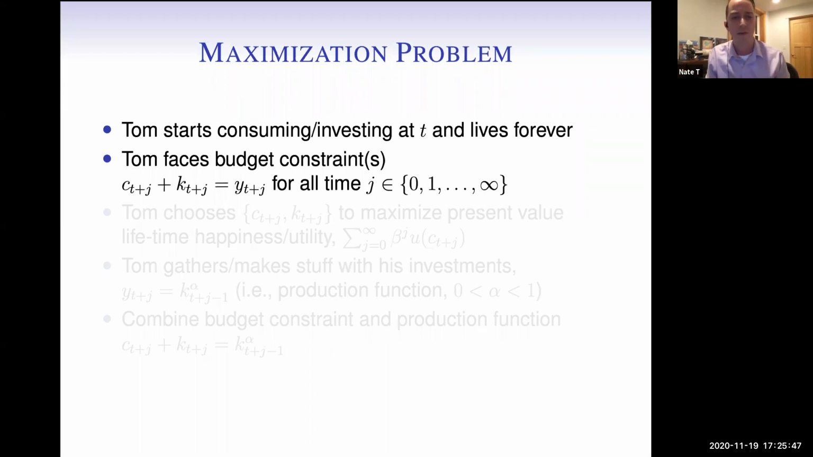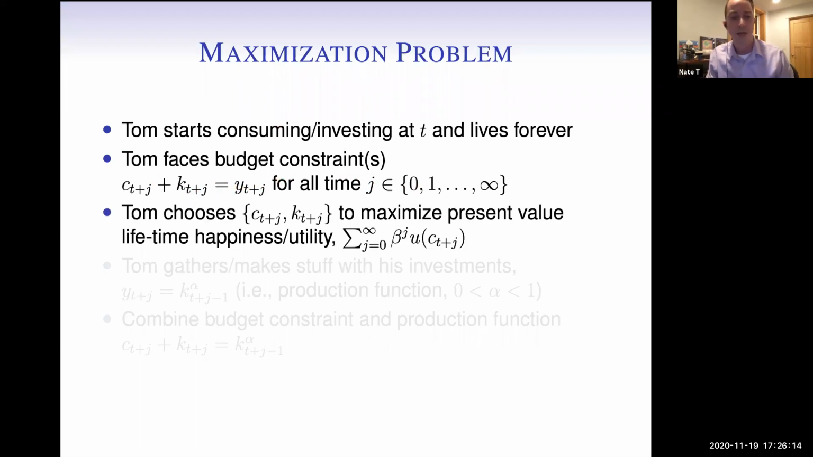So let's say every month he's got this budget constraint. He has income y t plus j, and he can divide that income into consumption and investment goods. And j here would just index time. So if j is 0, we're at today. If j is 1, we're next month. j is 2 months from now, and so on and so forth. So that's the budget constraint Tom faces every month.